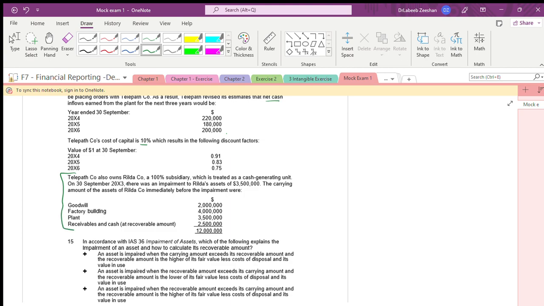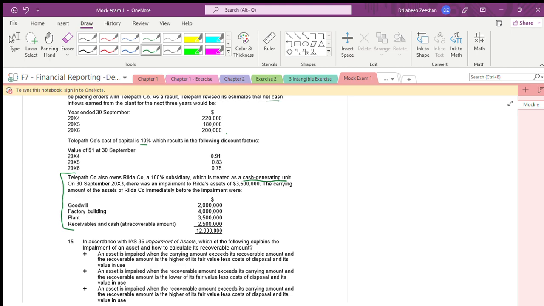One, they are talking about the impairment in isolation. The second one is impairment with the parent and the subsidiary. Okay. A 100% subsidiary is treated as a cash generating unit. You understand, cash generating units: current assets value will remain the same, goodwill and intangible assets will become zero, and whatever the balance is, you have to allocate the balance among the different assets that exist.